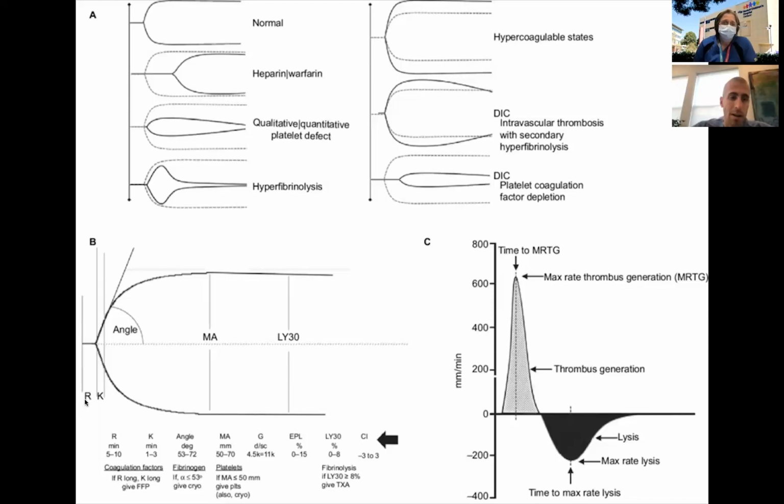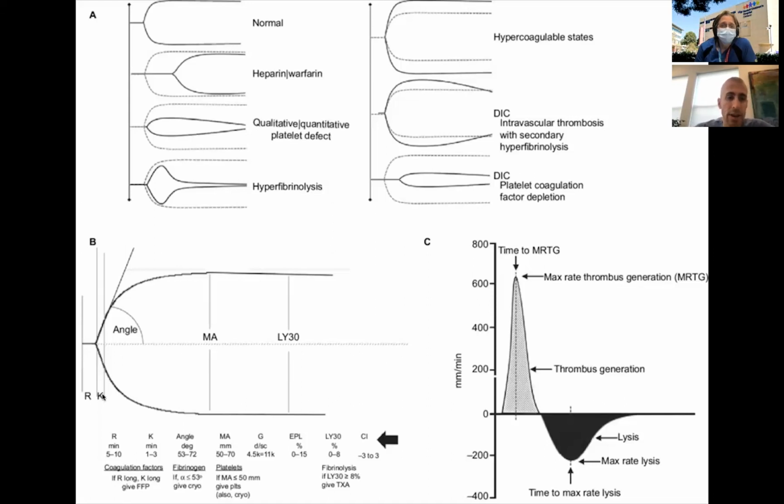So the R stands for reaction time, and it's the number of minutes from when the test is started to when there is any evidence of a clot. So from when it started to when the clot just starts to form. And so, having a really long R is abnormal because it means that it takes a long time for the clot to form. And that usually means that your coagulation factors aren't working well. It doesn't have anything to do with platelets. It just has to do with the coagulation factors, the coagulation cascade.